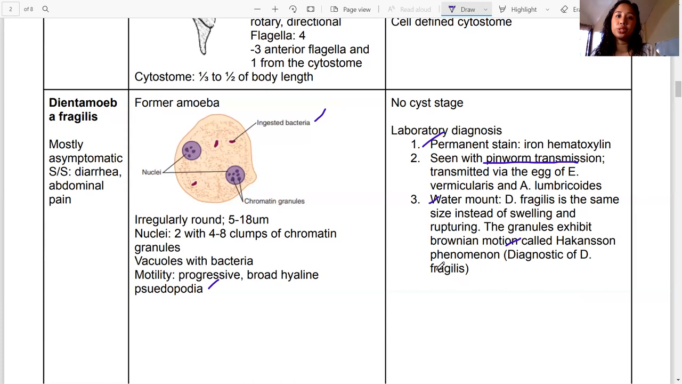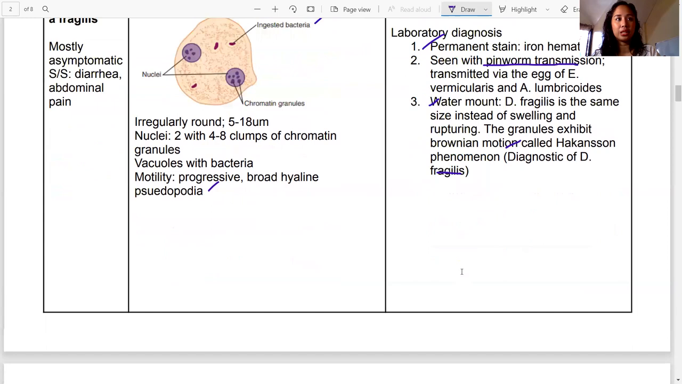So, may Hackanson phenomenon. This is the Brownian motion. Ano yung Brownian motion? I think this is the movement of your granules. And also permanent stain. So, maraming parang trivia sa Dientamoeba fragilis.